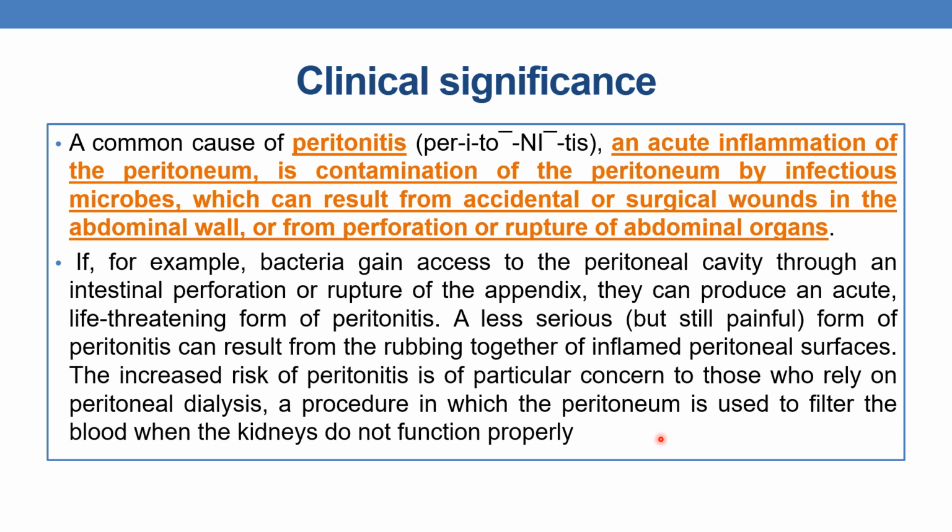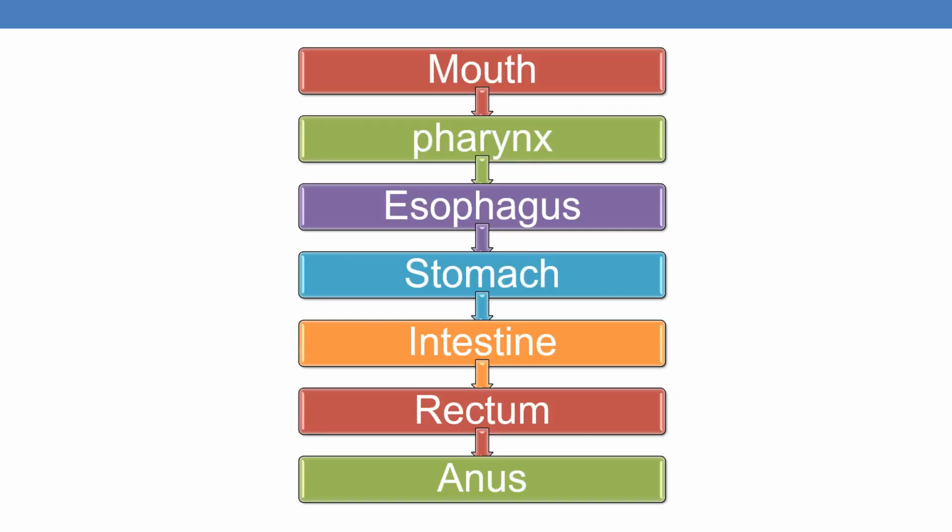Here you can see the order of the digestive organs. Mouth, it can be considered as an accessory organ or organ. From mouth to anus is the gastrointestinal tract. It is a hollow tract that starts from mouth and ends in anus.